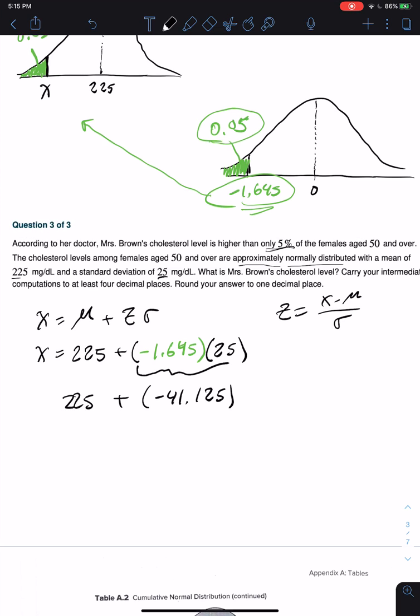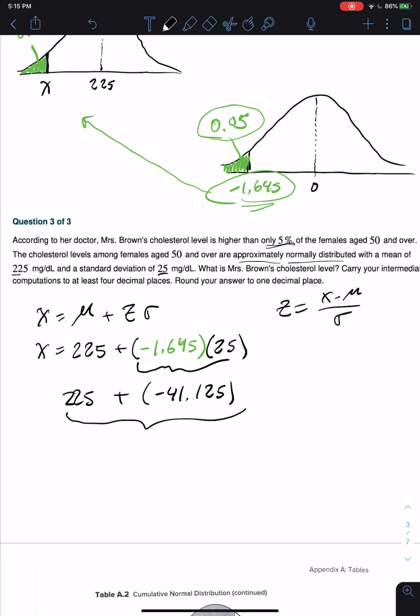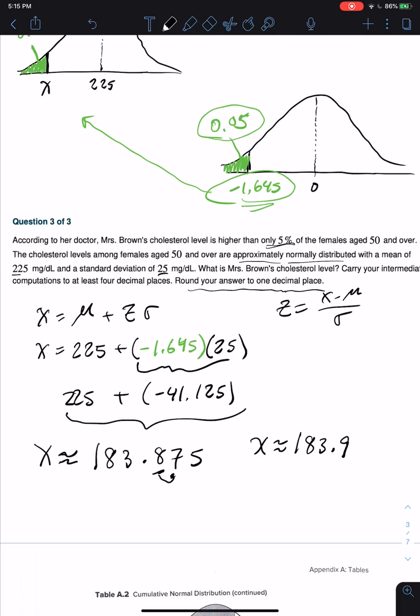So 225 plus this, add that together, and we get X is approximately equal to 183.875. Round your answers to one decimal place, so we'll go ahead and do that. X is approximately equal to 183.9, and this would be milligrams per dL.